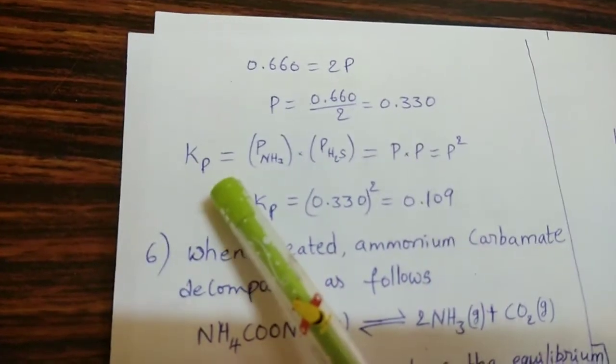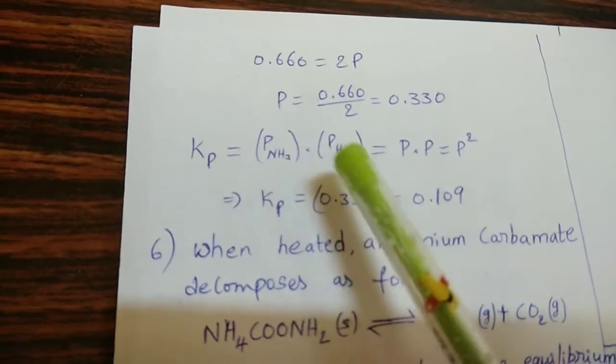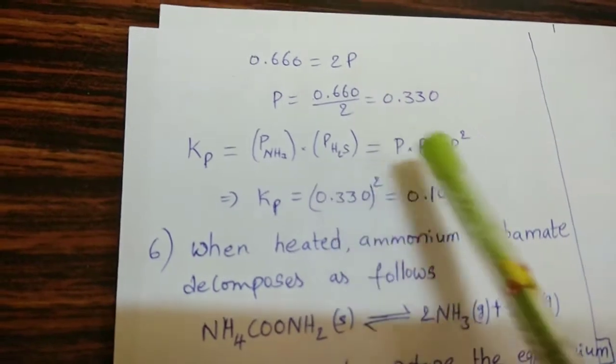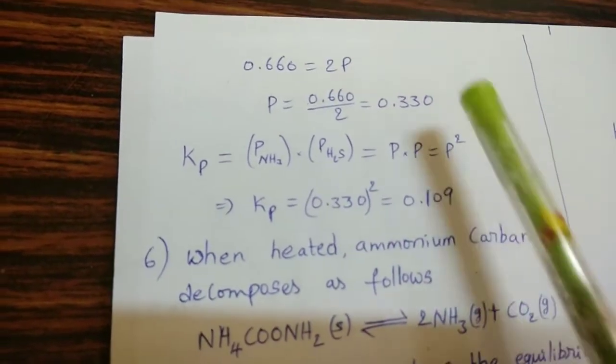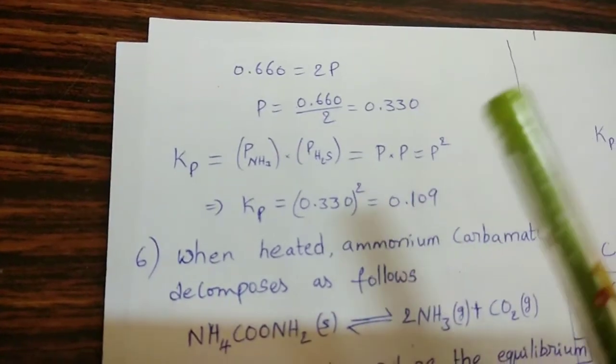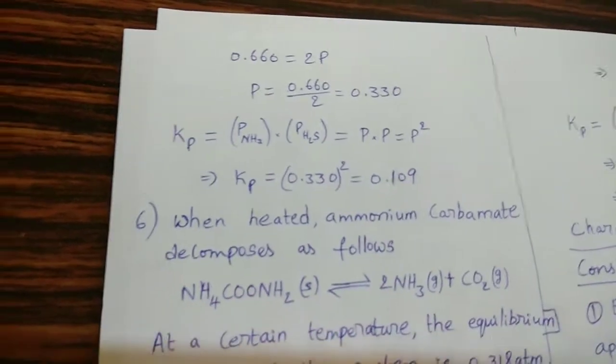So Kp equal to partial pressure of NH3 into partial pressure of H2S. Partial pressure of NH3 is P. For this also P. That equal to P square. So P value this one. Substitute here. You can get Kp value. What is the option? Option A is the answer for this.